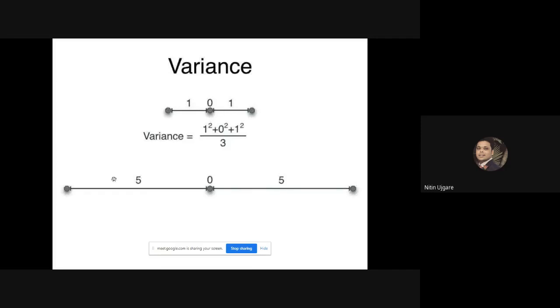Can you tell me what is the variance of this set of points? Yes, anybody? What is the variance of this set of points? Any answer? Unmute your mic and please answer, because I am in presentation mode. Agam? Sir, 16.6.